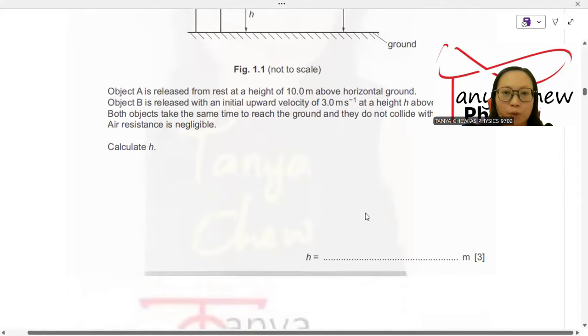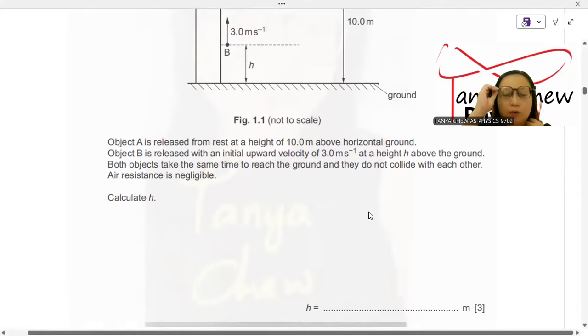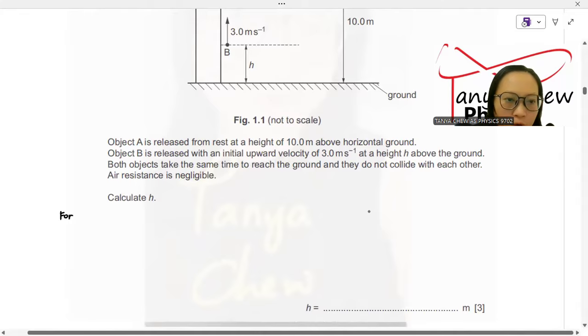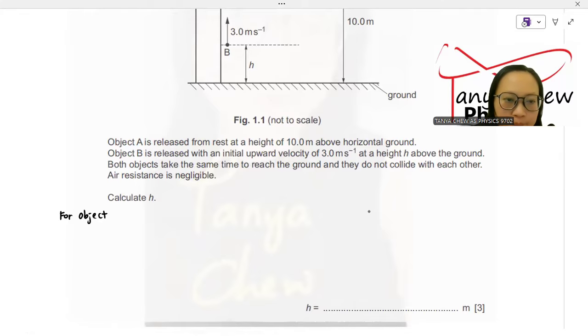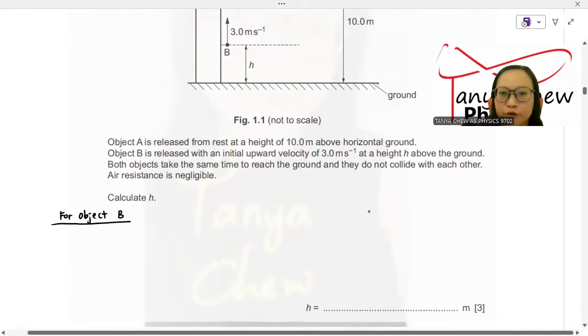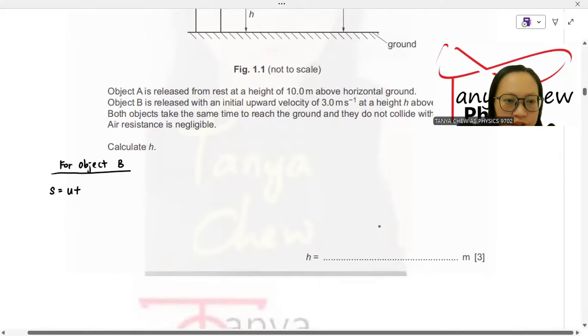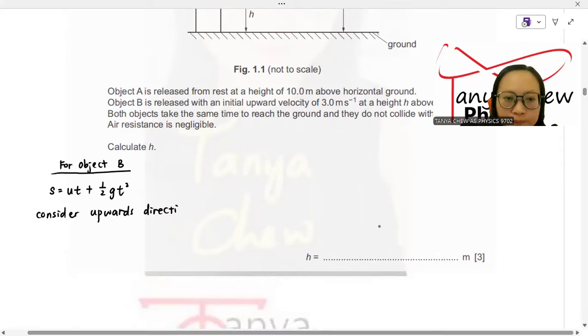Since I'm supposed to calculate h, h is related to object B. I am going to use one of the kinematics equations, s equals ut plus half gt squared. And I'm going to consider the upwards direction as positive direction.